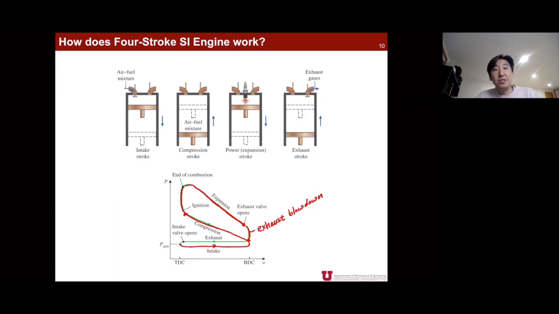During this exhaust stroke, the piston again moves back up to scavenge all the remaining burned gas out of the cylinder. The exhaust valve is still open. Because it's a push process, the pressure inside the cylinder should be slightly higher than the atmospheric pressure. So that is how we can draw the exhaust process this way. And now again, the intake valve opens. Then we go back to the intake stroke and make continuous cycles.